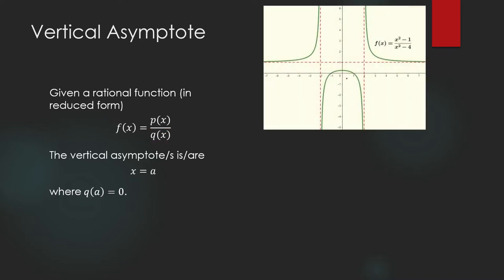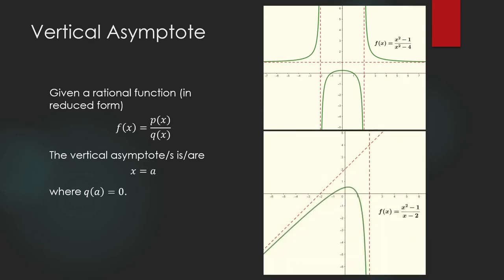So this one, for example, the vertical asymptotes are this one. So these two are the vertical asymptotes. And if we are not given the graph, we can obtain the vertical asymptote of this function from here. Okay, when is this equal to 0? And that is equal to 0 when x is equal to 2 or when x is equal to negative 2. This one, the vertical asymptote is x is equal to 2.